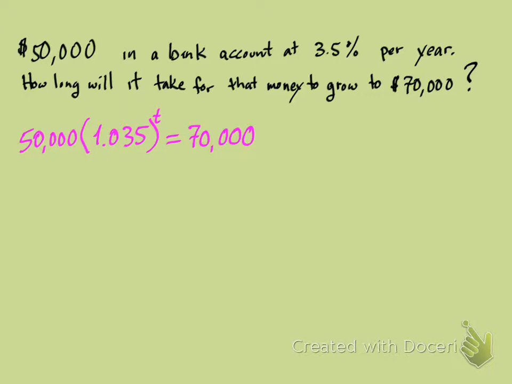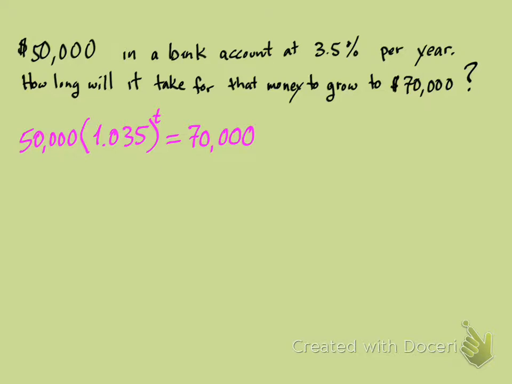50,000 times 1.035. That is what 3.5% growth translates to as a decimal value, 1.035. So I'm multiplying by that 1.035 every year. In other words, I'm raising it to some power of years, so many years, and my $50,000 will grow into $70,000. I'm trying to solve that equation now for the exponent t.